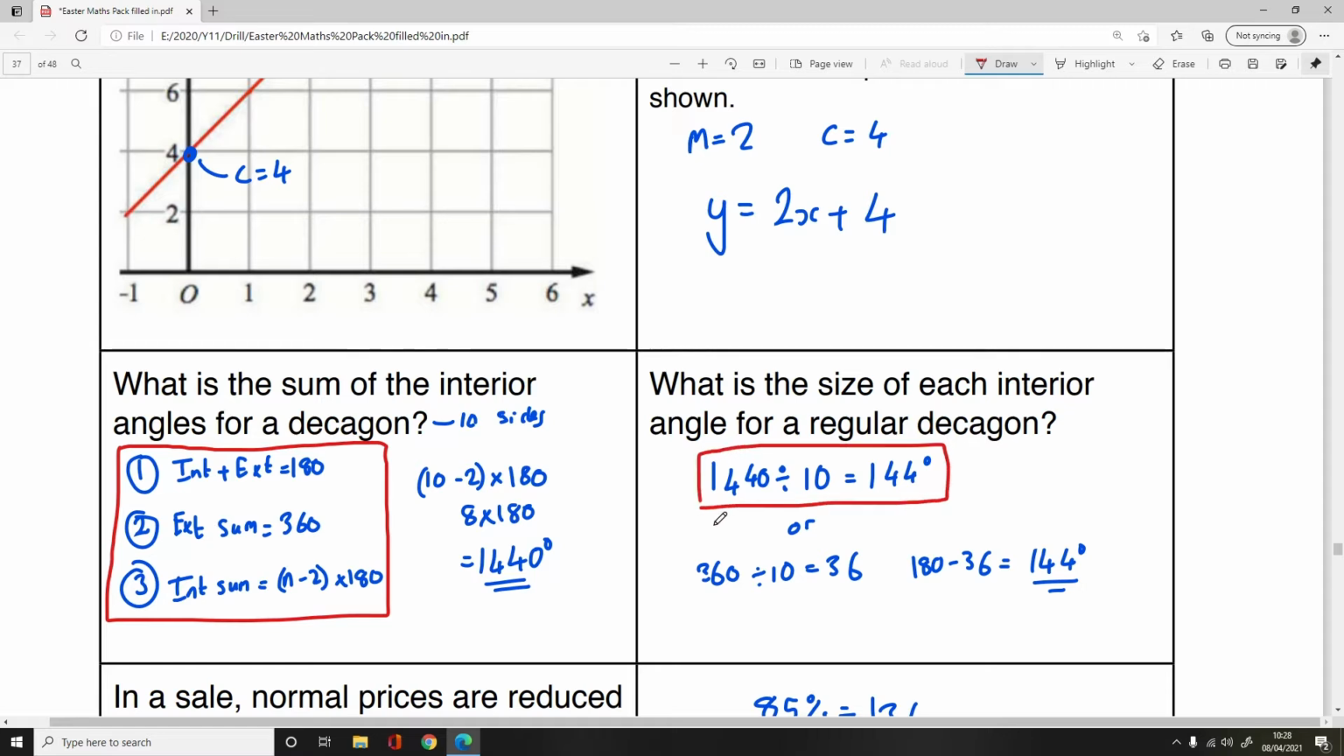Or you could do it a different way. Another way of doing it that I quite like is to find the exterior angle and then take it away from 180. So using rules 1 and 2. So the exterior angle is 360 divided by 10 is 36, and the interior is 180, take away that is 144. Same answer either way though.